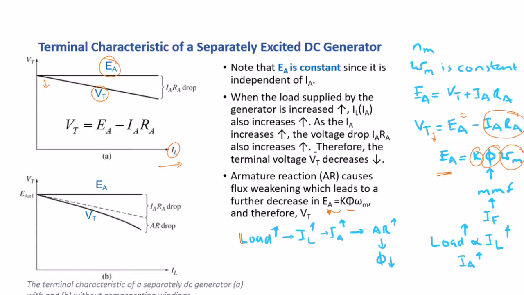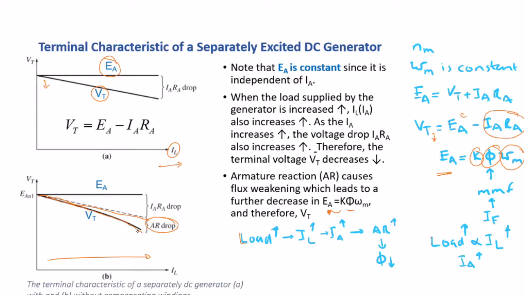So as we increase the load, EA is getting lower, and that's why if you now look at the second plot, the one on the bottom left hand side, as we increase the load, EA actually drops. It's not constant anymore. There is this AR drop here actually affecting the EA, and therefore what we have is no longer this straight line, but instead this curved line of Vt.